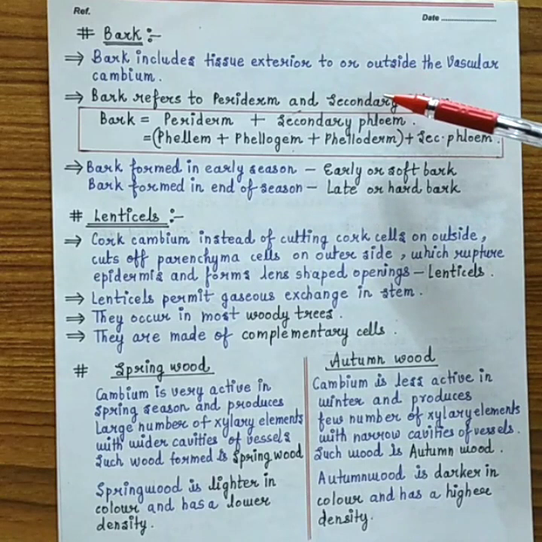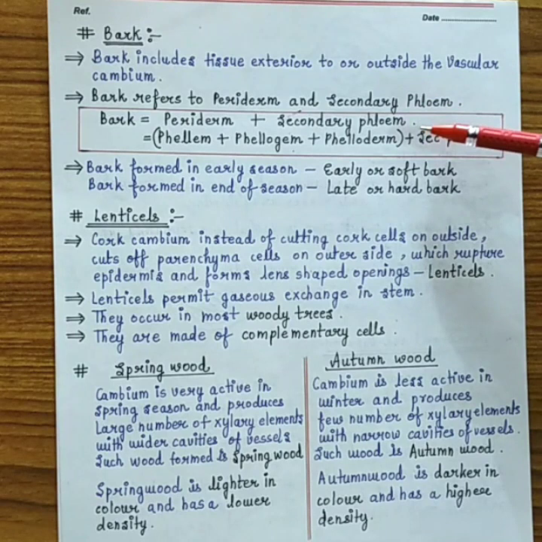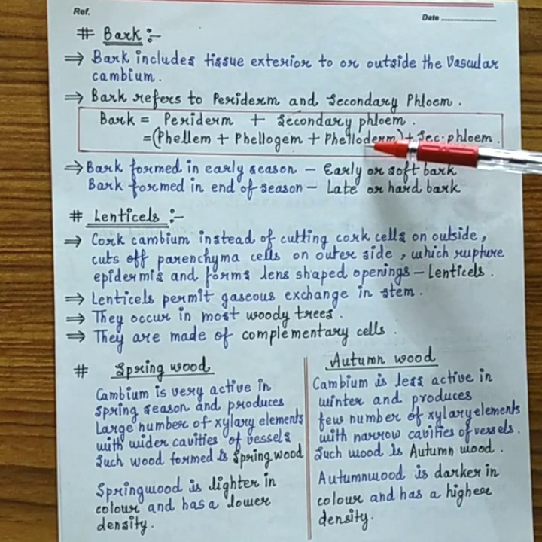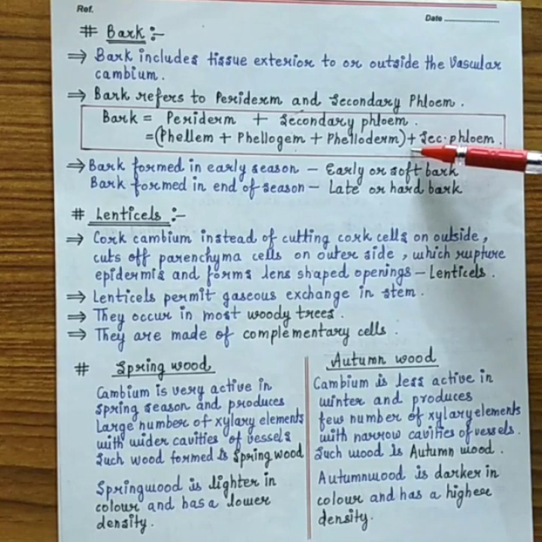Periderm और secondary phloem मिलके bark को constitute करते हैं. Periderm is what? The protective layer which is made up of phellem, phellogen और phelloderm, और secondary phloem जो later develop होता है, that is known as secondary phloem. ये सब मिलके bark constitute करते हैं.